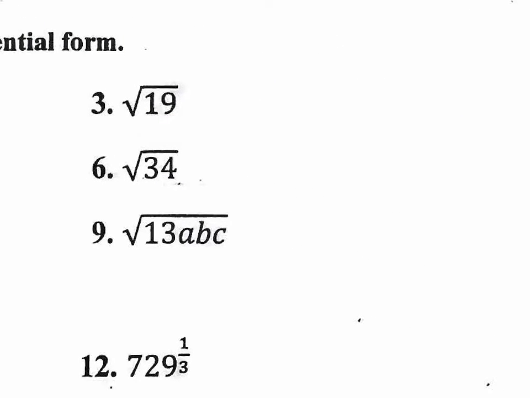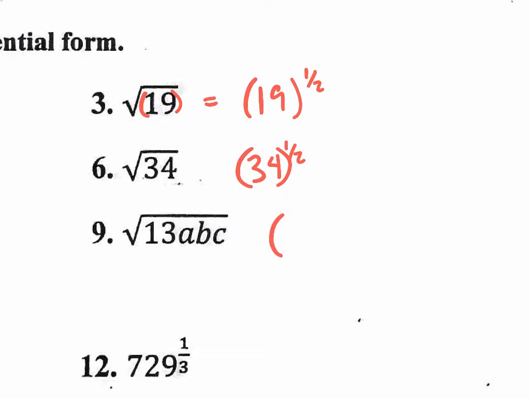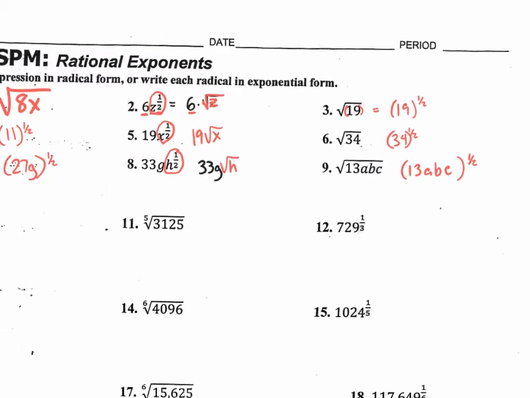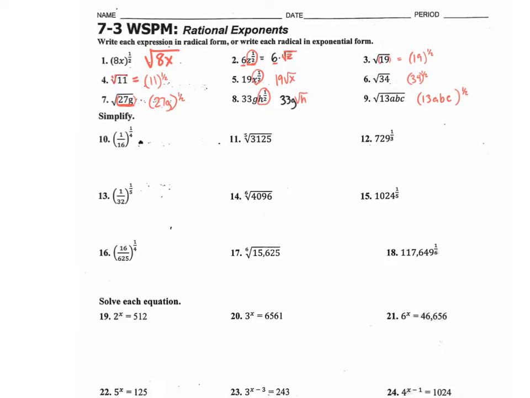Let's do number 3. The square root of 19. I want to write it as a rational exponent. That 19, I want to rewrite it as 19 to the 1/2. Done. Easy. Number 6, what's the answer there? 34 to the 1/2. And you could put in parentheses if you want. You don't need them. How about number 9? That whole thing, 13abc to the 1/2. You see, it's easy. Now, this other part is kind of challenging.